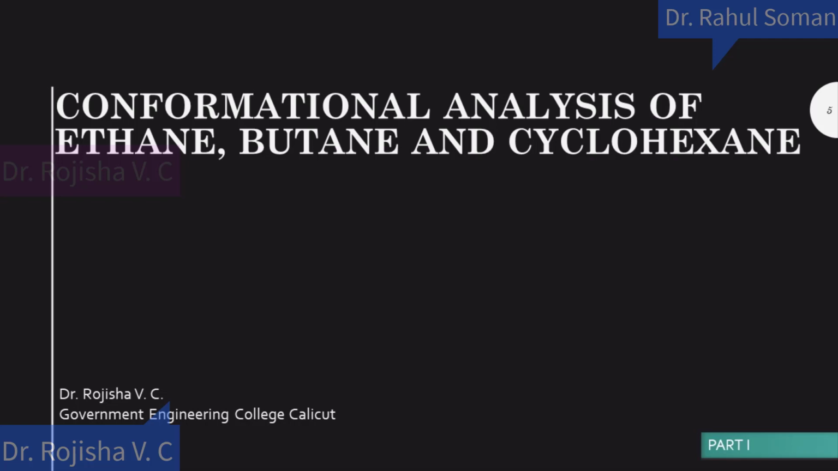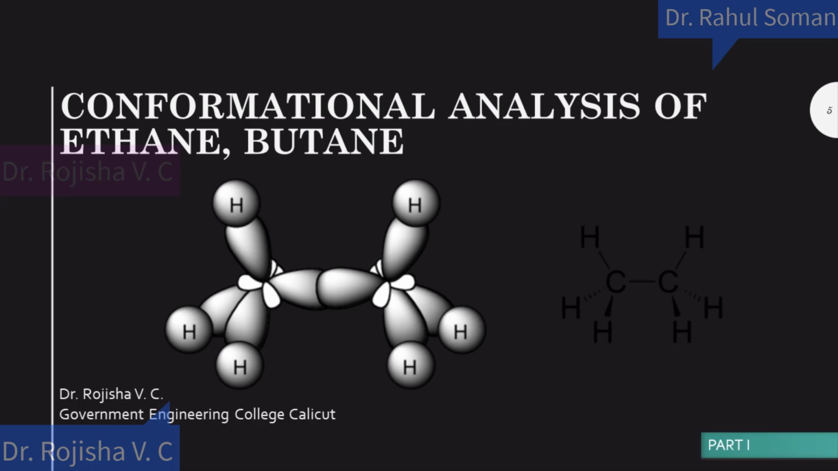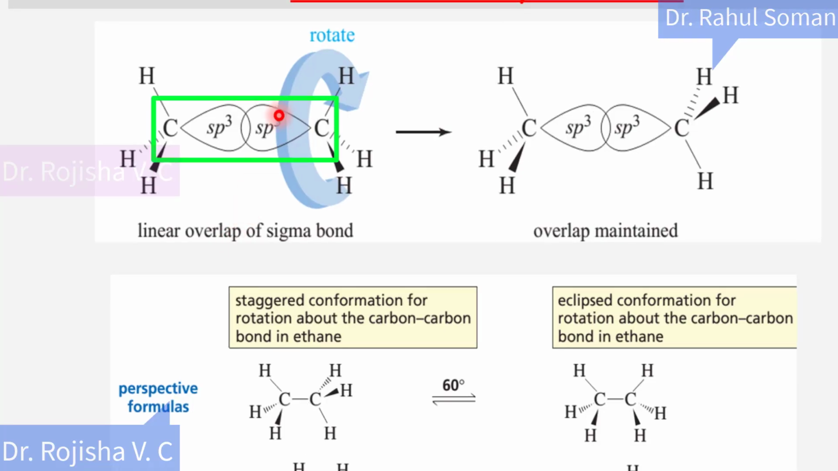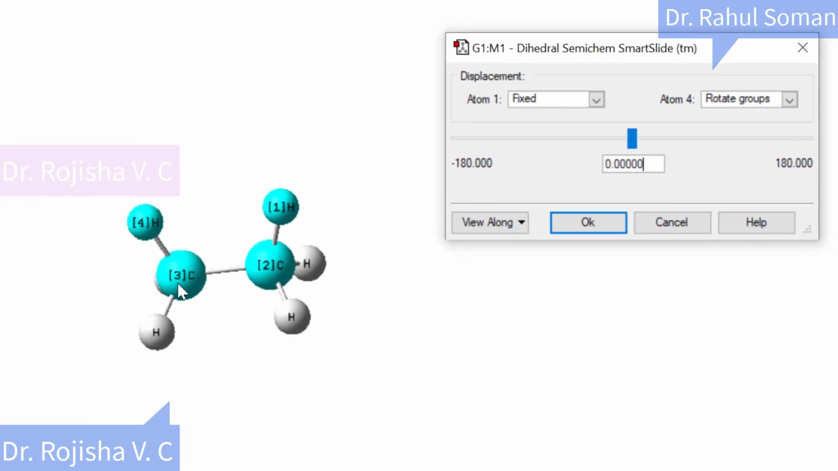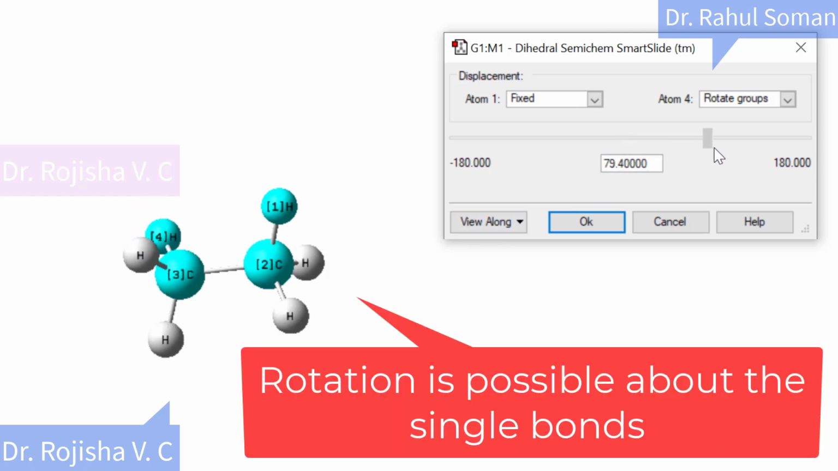We have to study conformational analysis of ethane, butane, and cyclohexane. In this lecture, we will be talking about ethane and butane. We know the structure of ethane is CH3CH3, and we have a C-C bond, and we can have a rotation about that C-C bond. Yes, we can show here. While rotating, what we are doing is changing the dihedral angle between the substituent on one carbon and the substituent on the other carbon. That angle between two planes is nothing but the dihedral angle.